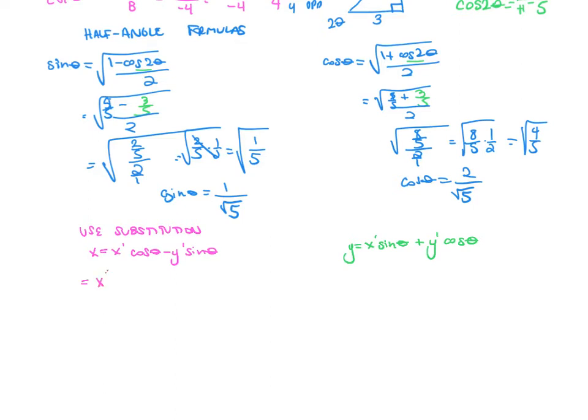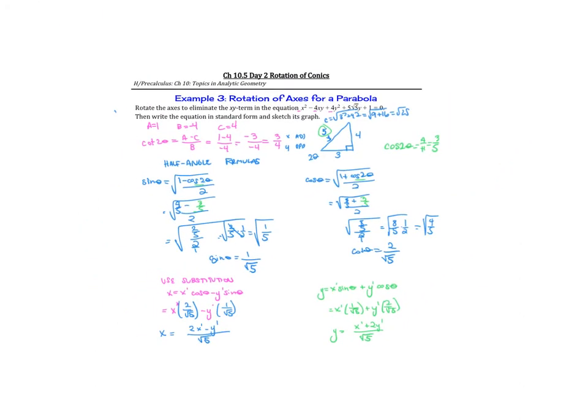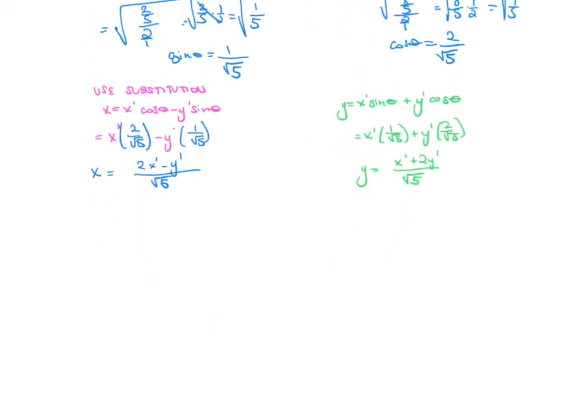So this is going to be x prime cosine, which is 2 over root 5, minus y prime sine of theta, which is 1 over square root of 5. So therefore, x simplifies to 2x prime minus y prime over square root of 5. For the y, this is going to be x prime times 1 over root 5 plus y prime times 2 over root 5. So now we know that y equals x prime plus 2y prime over square root of 5. So I hope you remember what we did before, is we take this and we plug it into the original. So let's do that.